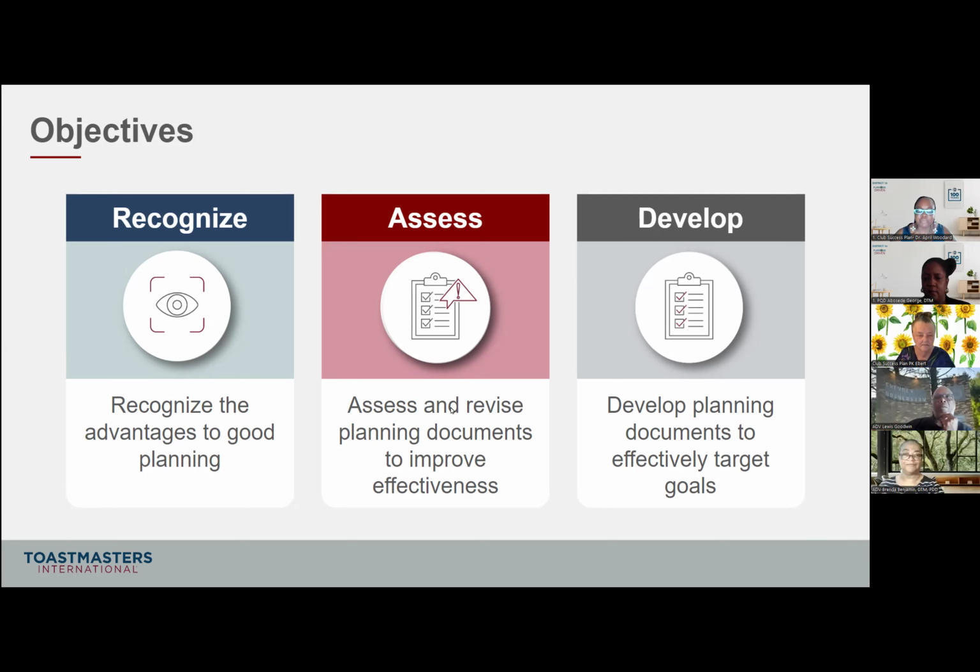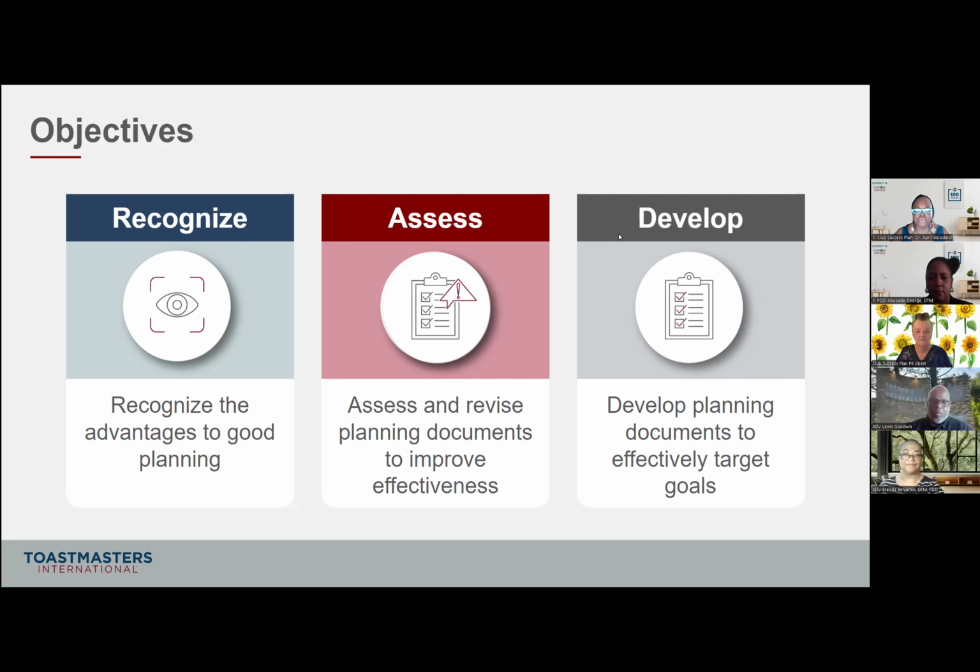Assess and revise planning documents to improve effectiveness. So even though the success plan was formed, you may need to go back in and revise the plan, which is not a problem. It's accessible through Toastmasters International, and we will review how to do that. So don't think just because you develop the plan that it cannot be improved on. You may see something that you missed, something that you want to add. Absolutely, it's fine to do that. Next, develop planning documents to effectively target your goals.